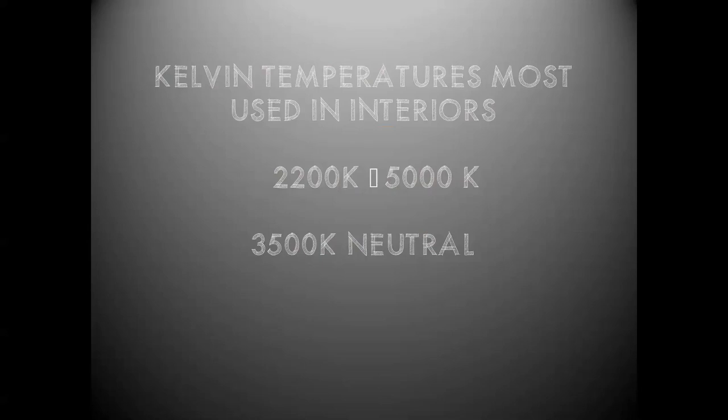The Kelvin temperatures most used in interiors are from 2200 Kelvin to about 5000 Kelvin. So 2200 Kelvin is a very warm light. It would be, for example, the Edison type lamps that are exposed filaments, that sort of thing. Some of them are as warm as 2200 Kelvin.